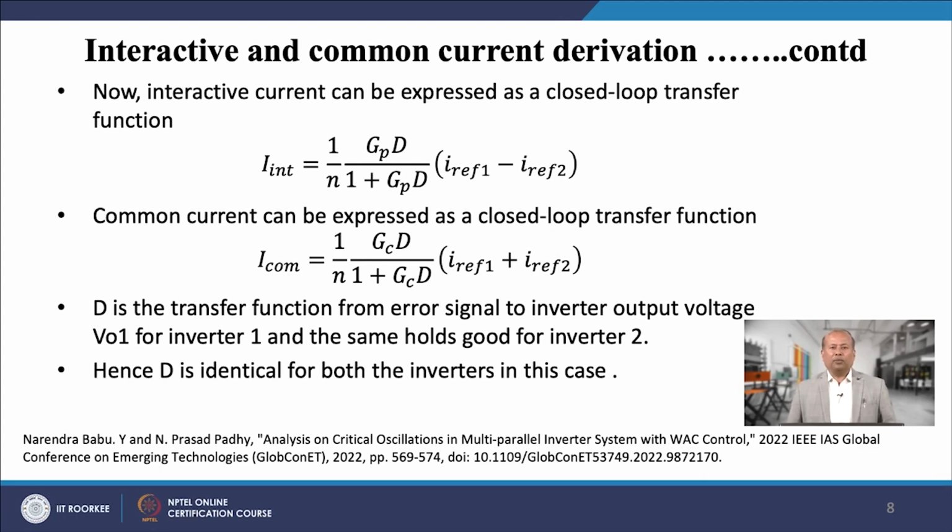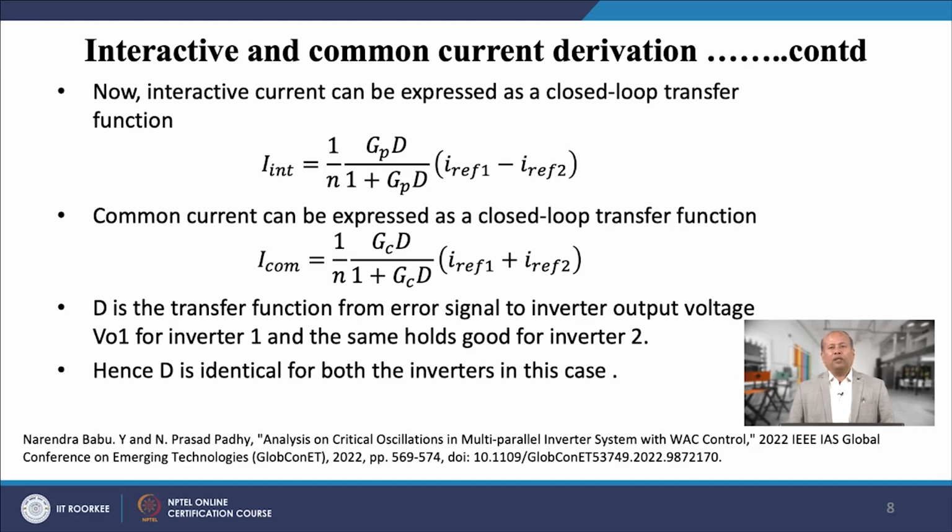Only one current flows out of the inverter, that is the common current. Furthermore, as the interactive current is also proportional to the transfer function GP, this current is very much independent of grid impedance LG, as we have seen in the previous slide from the expression of GP. Apart from that, the interactive current is also dependent on D, which in turn suggests that the value of the current control gain is also responsible for the flow of interactive currents between the inverters.